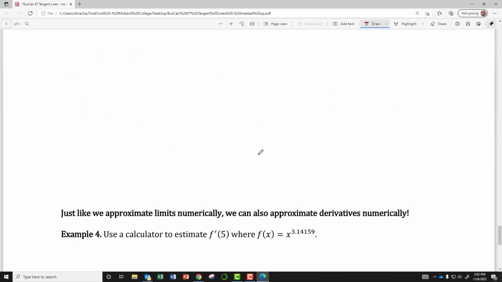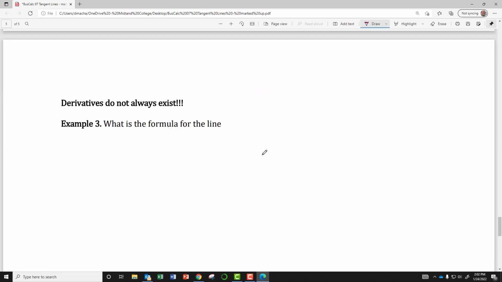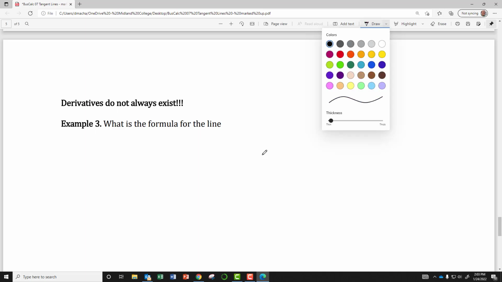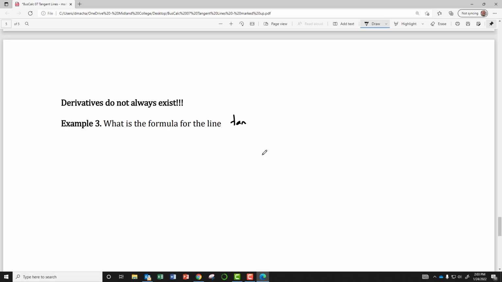I do want to point out that derivatives do not always exist. And this is a typo that I'm going to correct really quick for you guys, where it says, what is the formula for the line? This is supposed to be the line tangent to the function absolute value x at the point x is equal to 0.